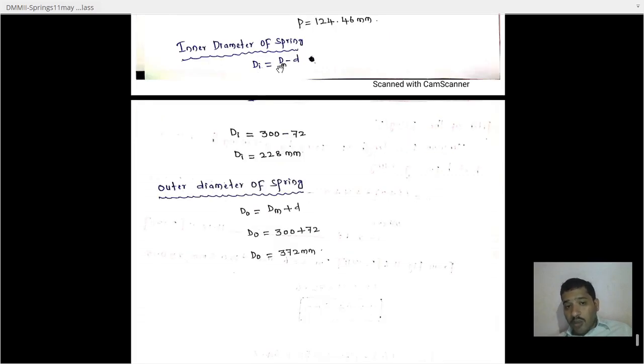After getting the pitch value, you need to find the inner diameter of the spring. The inner diameter of the spring should be equal to the mean diameter minus the diameter of the coil. So the inner diameter: the mean diameter is 300, the diameter of the coil is 72. If you subtract this value, then you will get 228 mm.